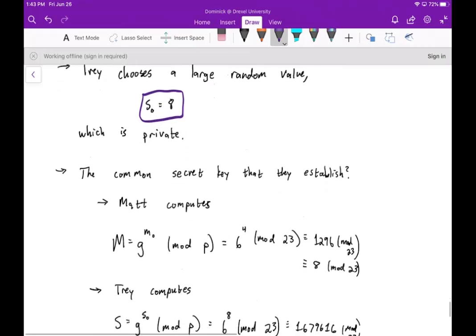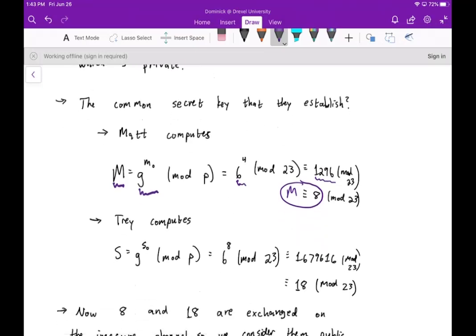Now, what's the common secret key that they establish? Well, Matt is going to find capital M, which is g to the m sub 0 mod p, which in this case is 6 to the 4. And if you were to compute that, it would give you 1296. And when you divide that by 23, you would find that your M is congruent to 8 mod 23.